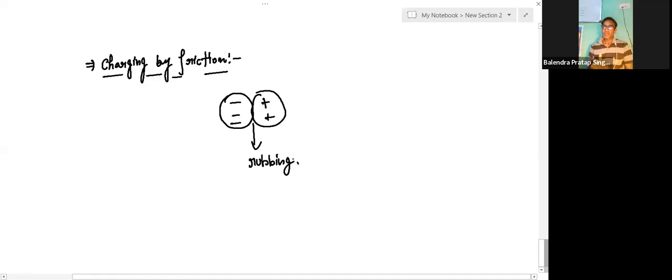So these are three ways you can charge a body. This is all about the very basic things about charges.